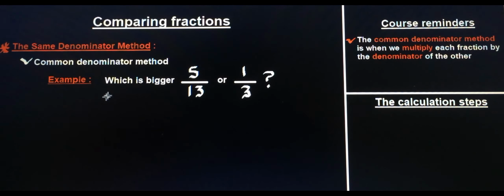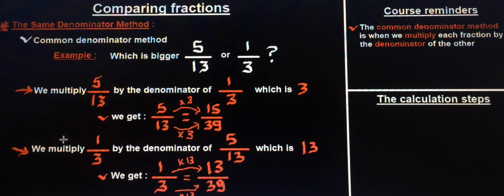Example number 2. Which is bigger, 5/13 or 1/3? For the answer, we multiply 5/13 by the denominator of 1/3, which is 3, and we get 15/39. And we multiply 1/3 by the denominator of 5/13, which is 13, and we get 13/39.